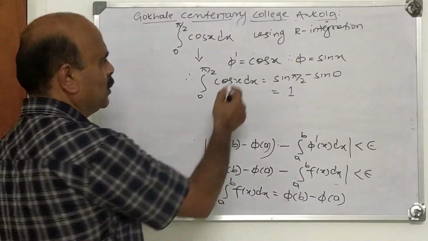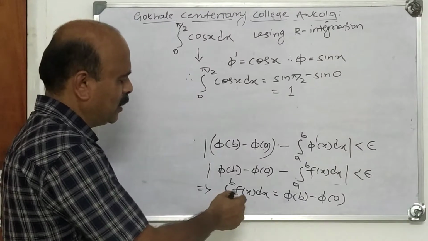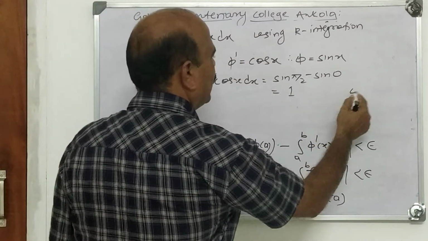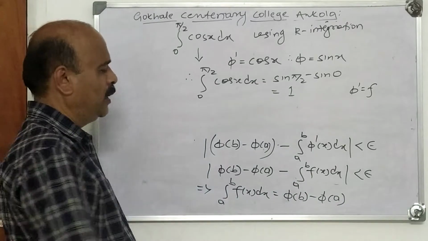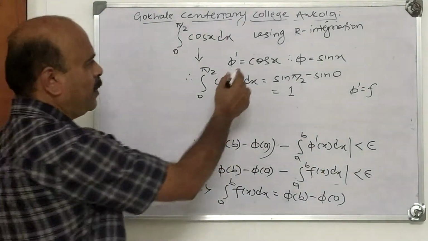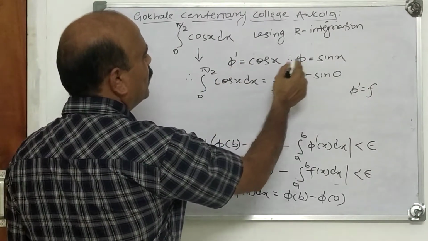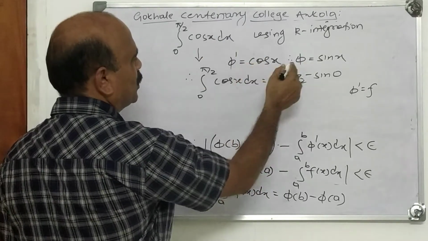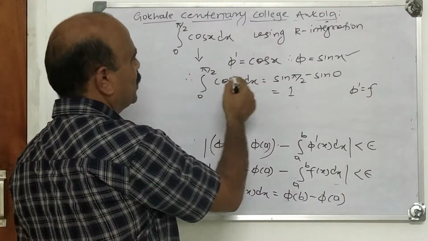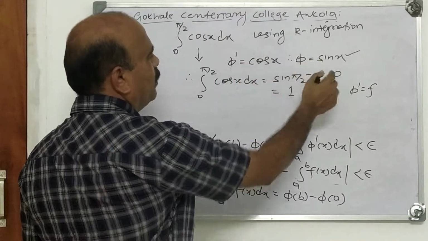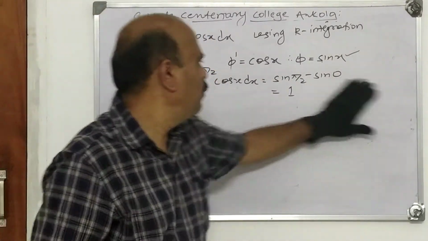Let me explain once again. By the fundamental theorem of integral calculus, what does the theorem state? If there exists a function pi so that pi dash is equal to f, then integral a to b f x dx is pi of b minus pi of a. Here pi is called the primitive. First we find pi. What is given here? f x is cos x. You have to find a function pi so that pi dash is cos x. Therefore, pi is sin x. So what is integral 0 to pi by 2 cos x dx? It is pi of b minus pi of a, where pi is sin x. So it is 1. That is the application of this fundamental theorem.